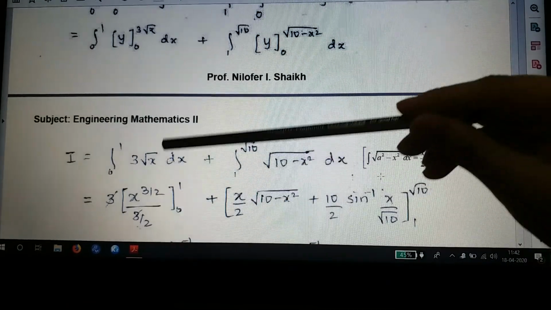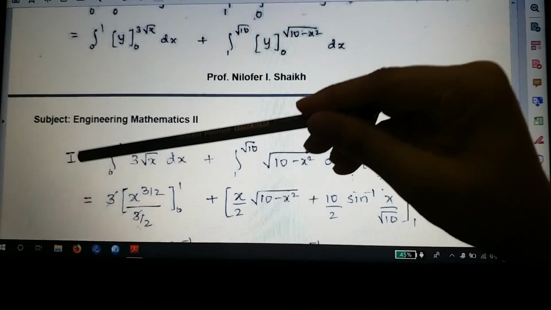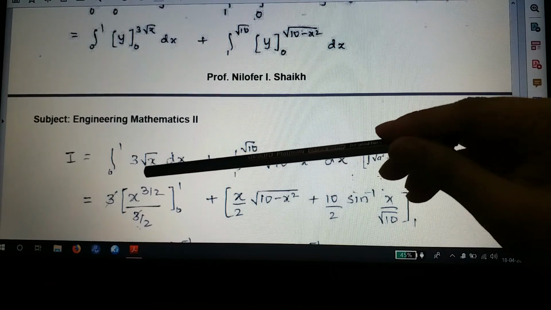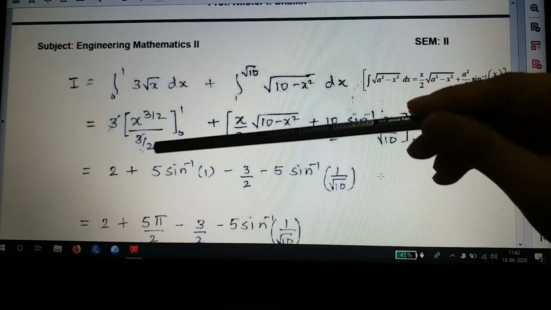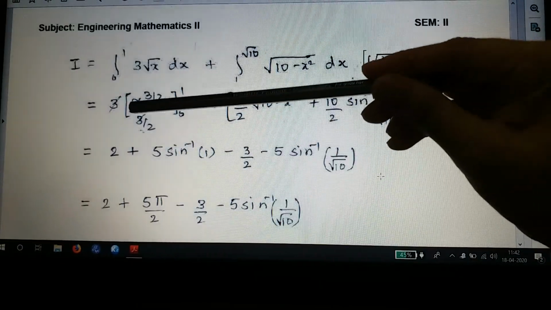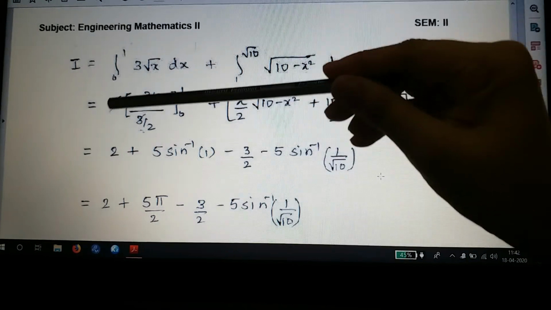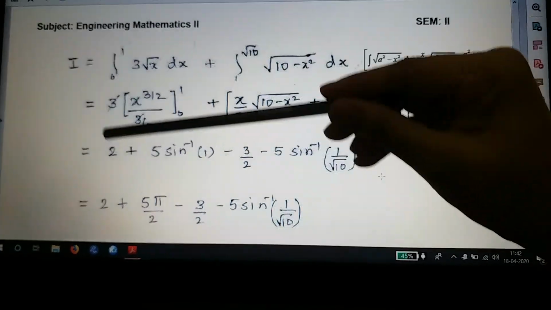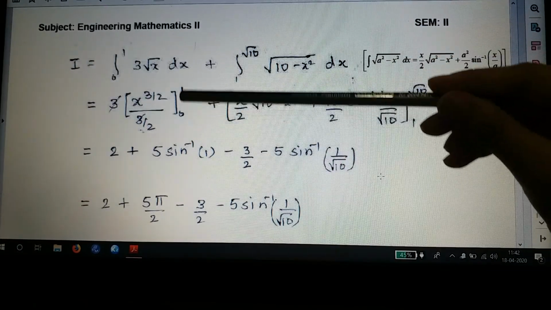Let us first see this integral. We have 3, a constant which can be kept out of the integral. This is root x, meaning x raised to half. Integration of x raised to half is x raised to 3 by 2 upon 3 by 2. This 3 gets cancelled. 1 by 2 in the denominator is 2 in the numerator, so 2 can be brought here. Put the limits now.